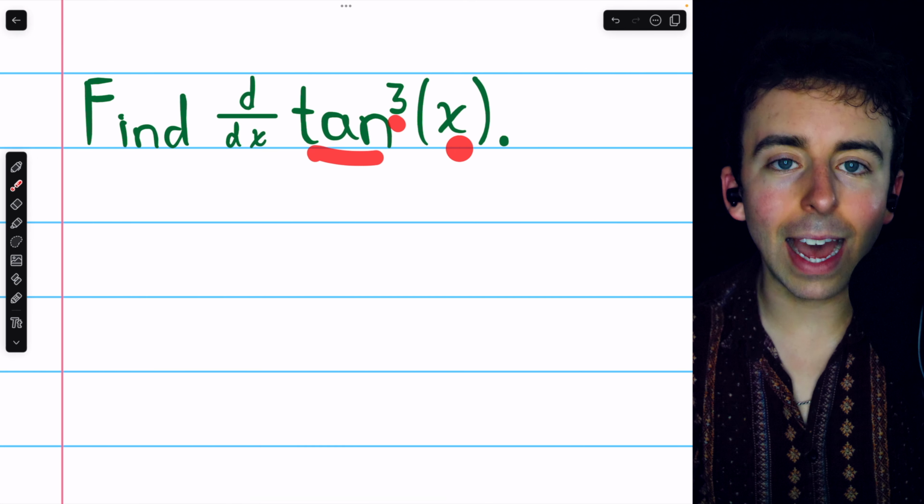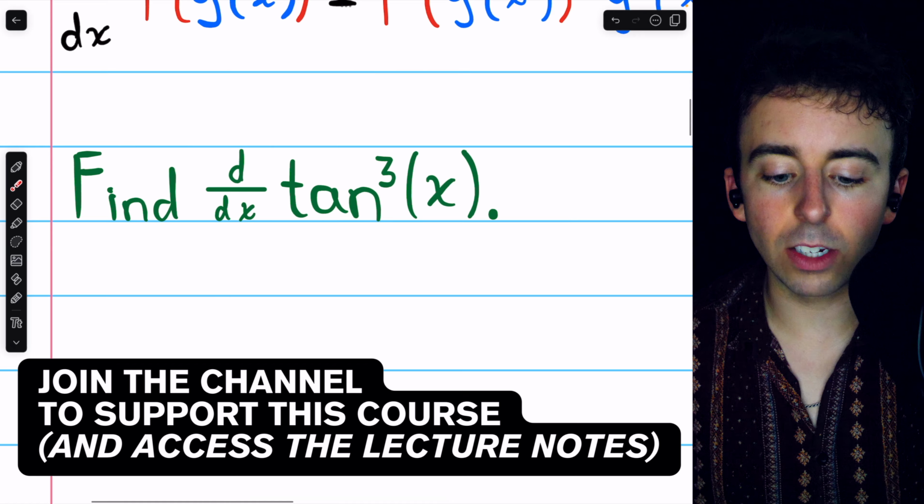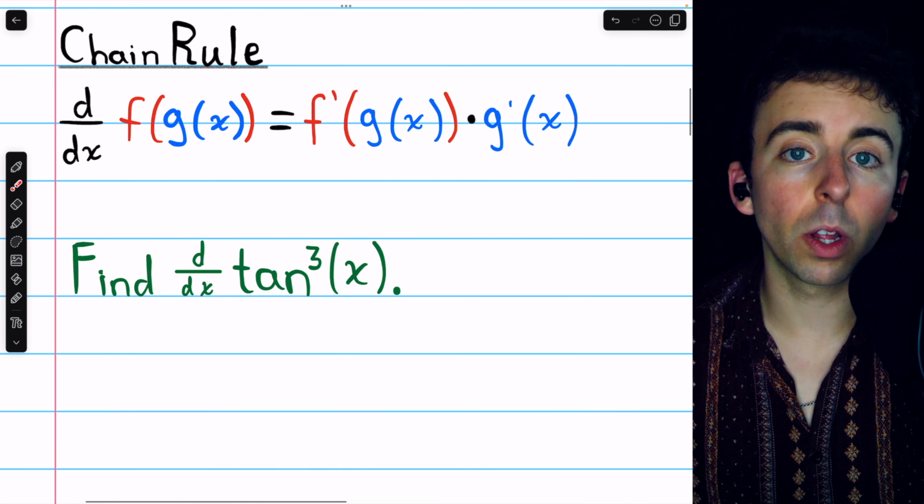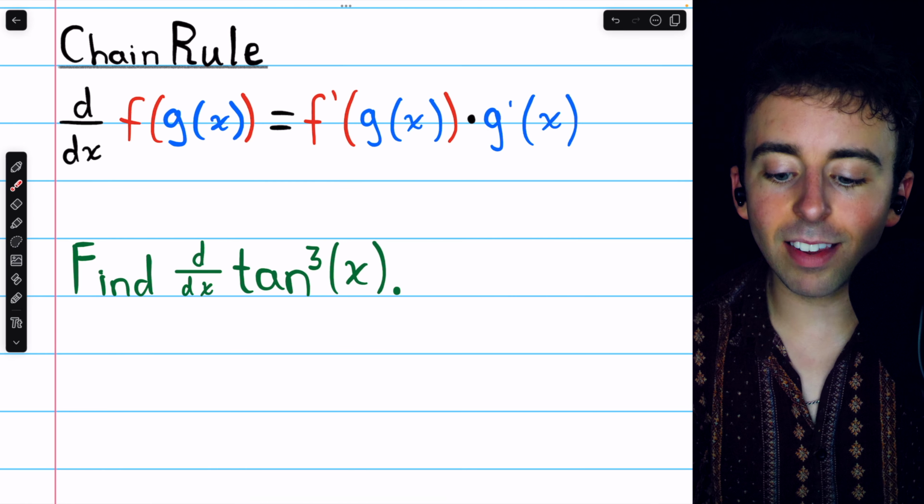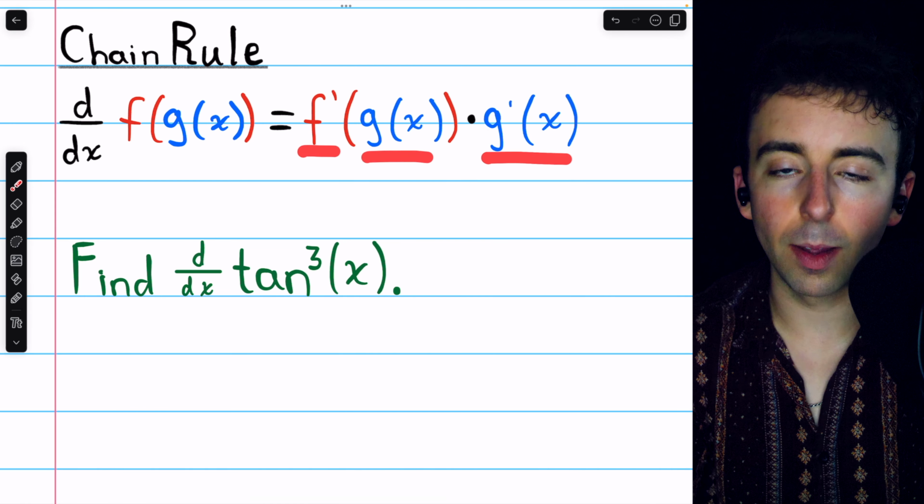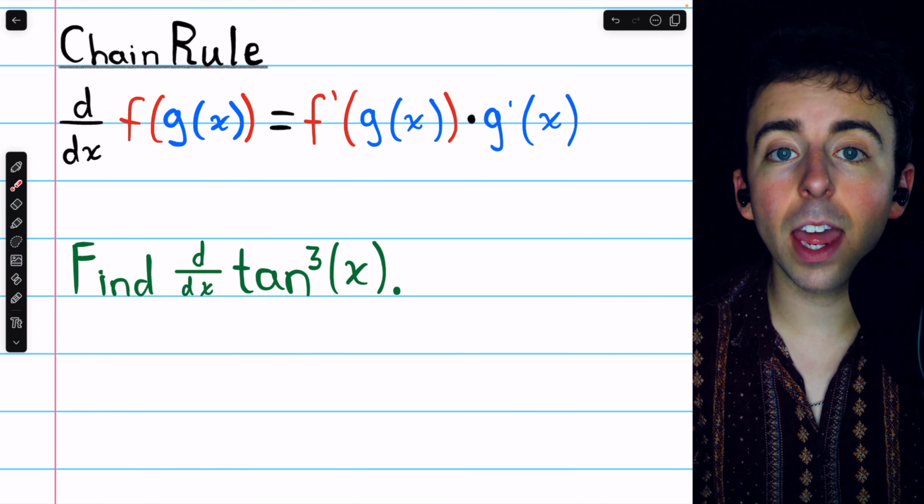Tangent cubed of x is a composite function, so to take its derivative, we need to use the chain rule, which I've written here for your reference. The derivative of f of g is f prime of g times g prime. So let's identify our f and our g and then apply the rule.